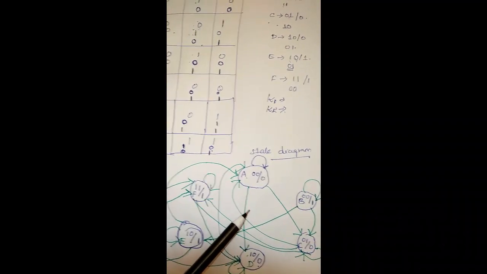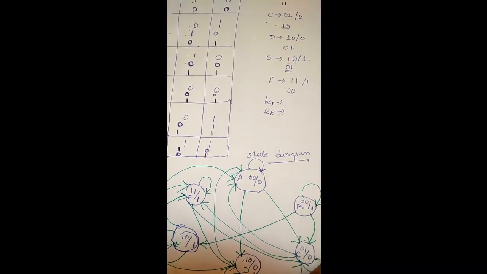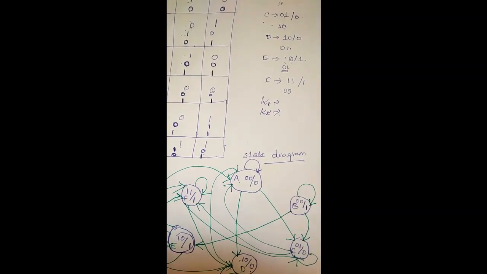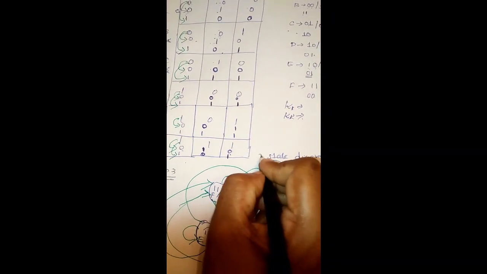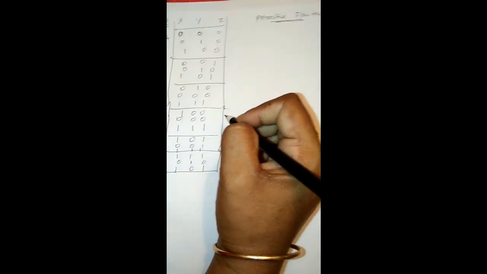Now the next step is, sorry, drawing the state diagram was step 3. Now let's see step 4. Step 4 is to draw the primitive flow table. This primitive flow table again can be framed using our previous reduced state table.